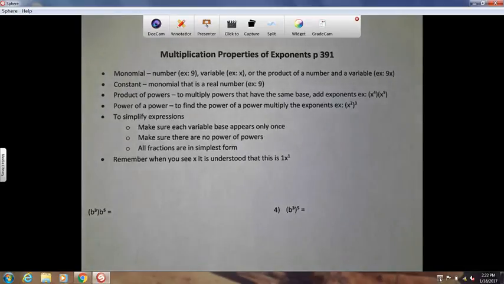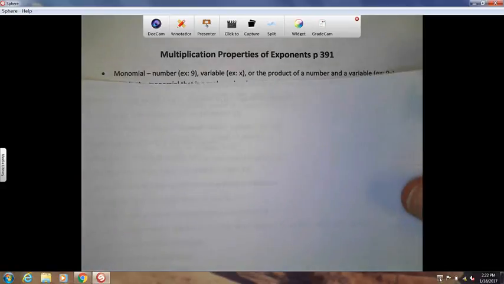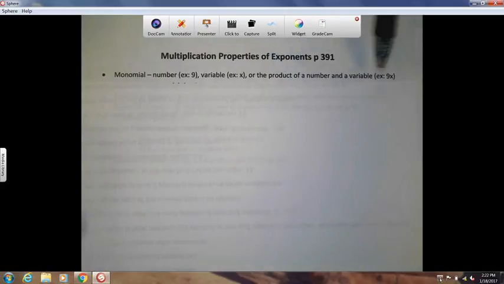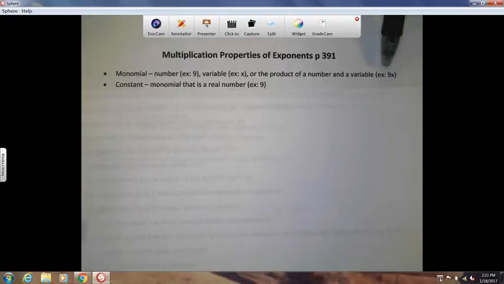And you can read through the stuff to see what it is, but here are some examples. A monomial just is a single term. And so a single term could be a number, like 9. It could be a variable, like x, or it could be the product of those two. Remember, product means it's a multiplication problem. It's the answer to multiplication. So 9x means 9 multiplied by x. So that's a product, and this is a monomial. A constant is a monomial that's a real number. So 9 would be a constant.